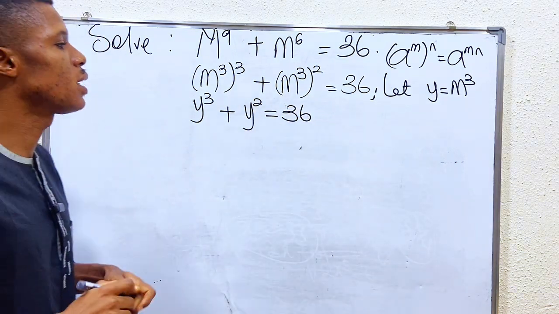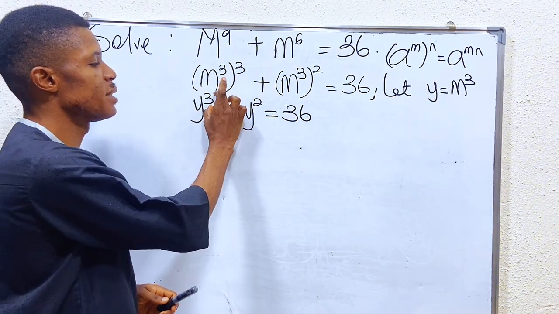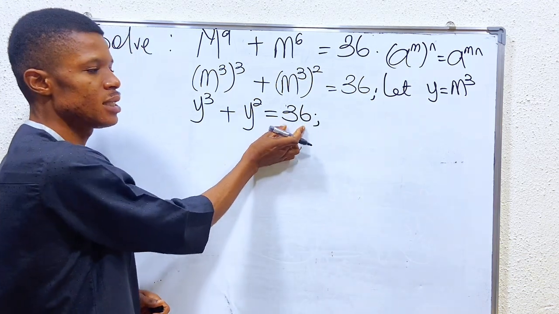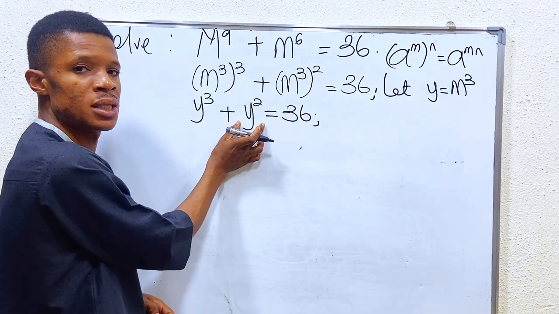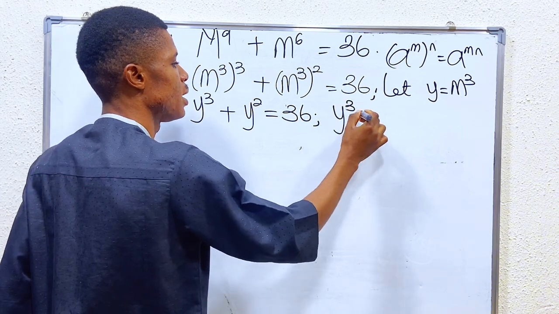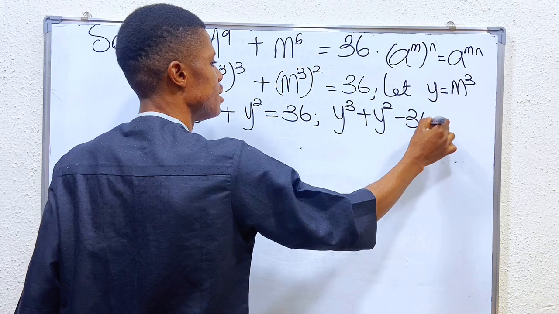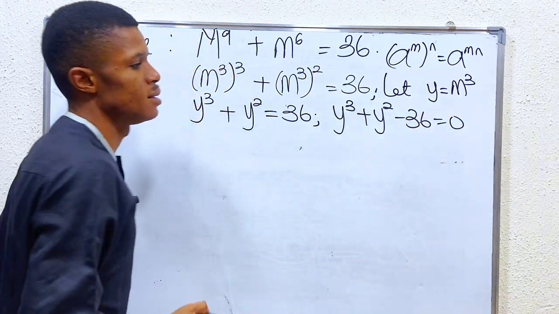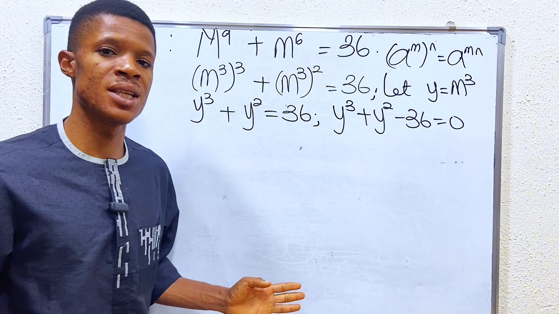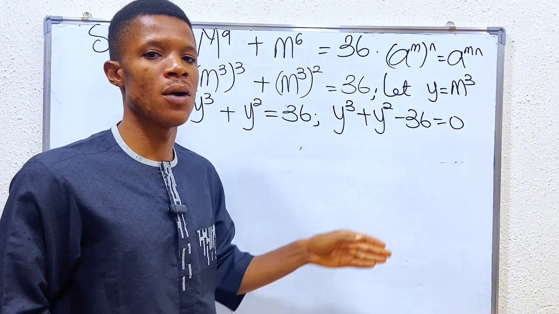Okay? If you look at this, this is clearly a cubic function because the highest power is what? 3. So we can now write it by bringing 36 to both sides, that is subtracting 36 from both sides. We have y to the power of 3 plus y squared minus 36 equal to 0. Okay? Since we have this now, it is very easy to do. Now we are going to factor this cubic function.